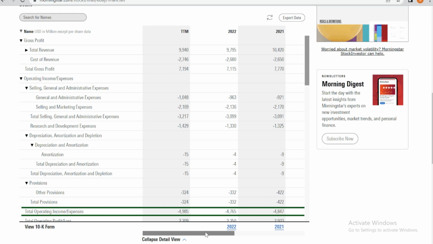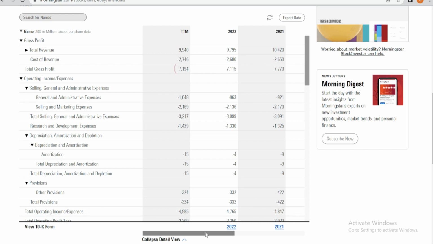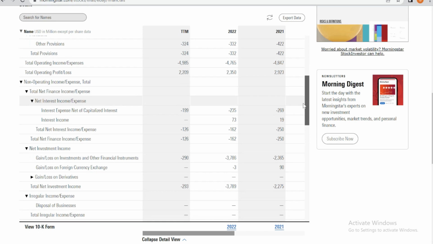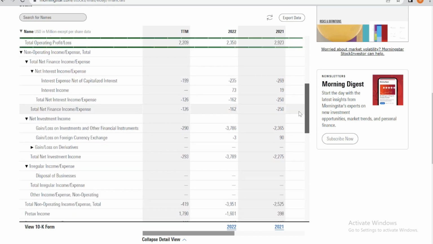So in the past 12 months, this was their total operating expense of $4.9 billion. So we subtract it from the gross profit of $7 billion, and we're left with around $2.2 billion operating income before getting into non-operating income or expenses.